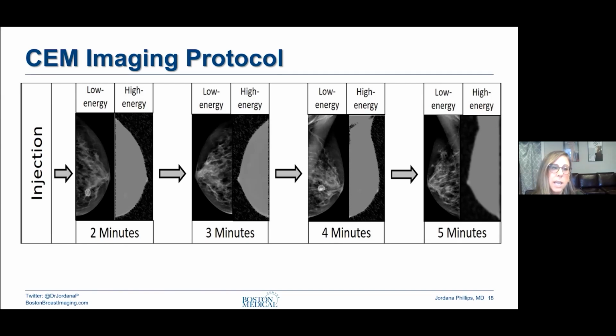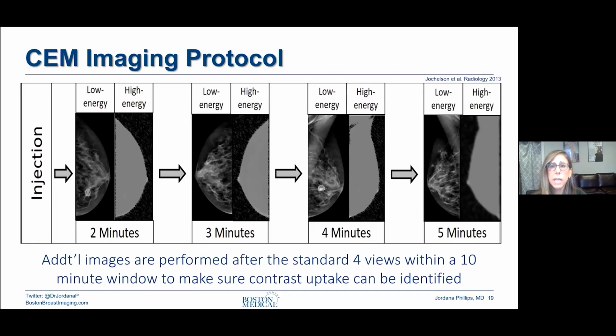You'll see here each imaging set, so the low energy and the high energy image are considered an imaging set. Each of these is actually acquired 1 minute apart, such that the total exam takes roughly 5 to 6 minutes. If you're going to perform additional images, which sometimes I do, for example, I acquire 90-degree laterals for my diagnostic exams, those happen after the standard 4 views, and they have to happen within 10 minutes because we want to make sure that whatever contrast is in the breast, we can see it and it hasn't washed out.